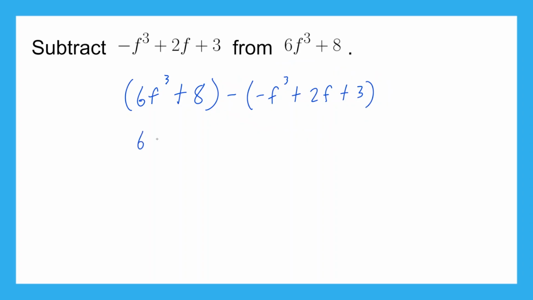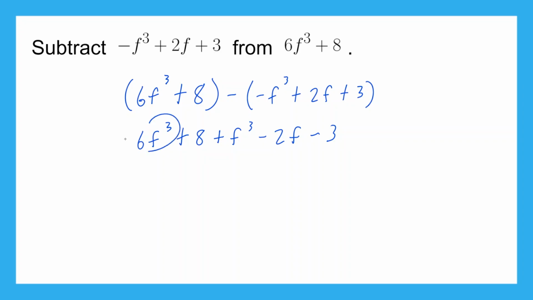So let's write this first expression again. We have 6f cubed plus 8. And then we're going to change this sign to positive. So it's going to be plus f cubed. And then change this sign to negative, so it will be minus 2f. And lastly, change this sign to negative, and that will be minus 3. All right, very good. Now let's combine like terms.